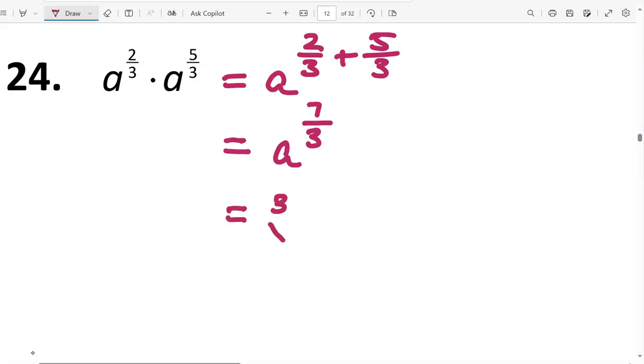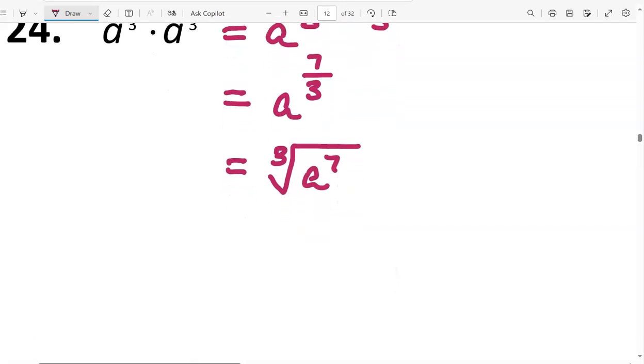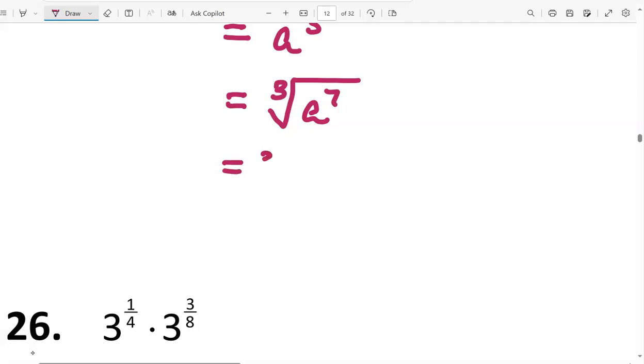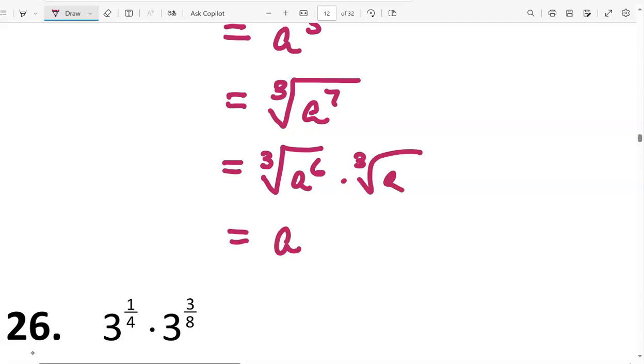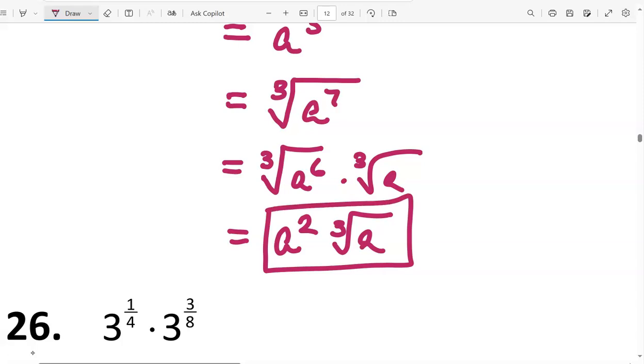In radical form, it would be the third root of a raised to the 7th power, and that can be factored into the third root of a raised to the 6th power times the third root of a. The third root of a to the 6th is a squared, and we're going to multiply that by the third root of a. Be careful how you write the exponents and the index. The index should be sitting in the crook of that radical.